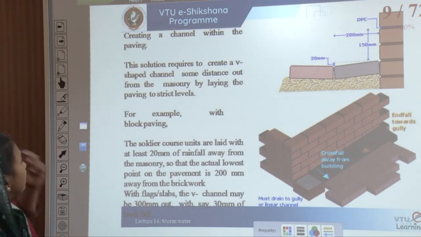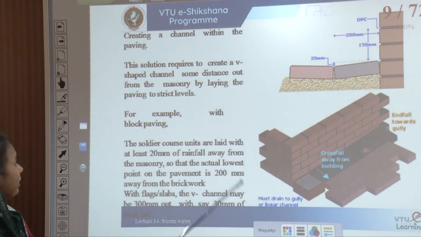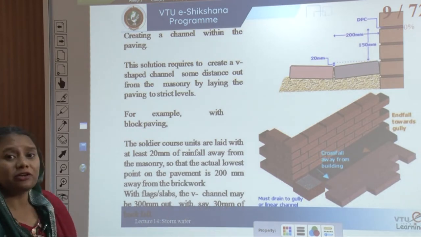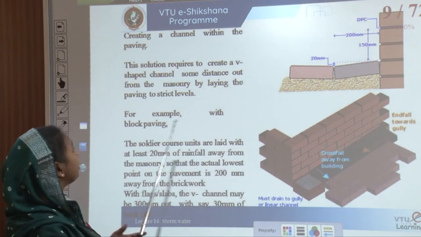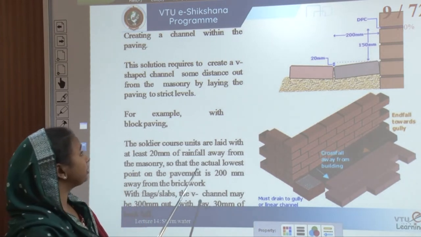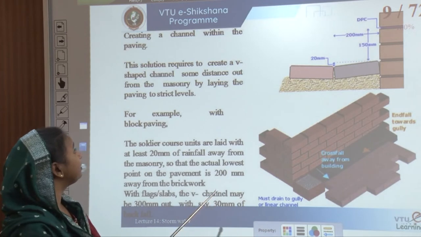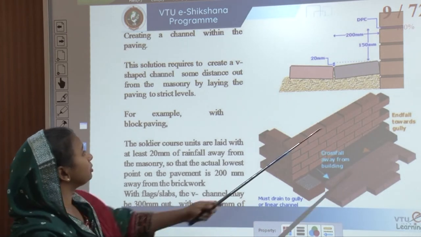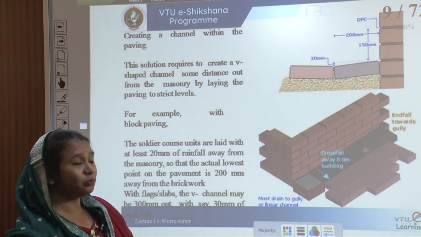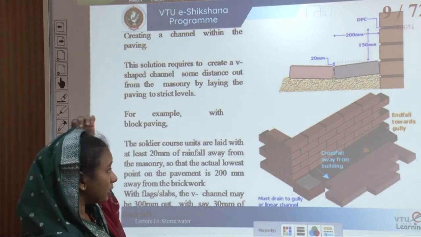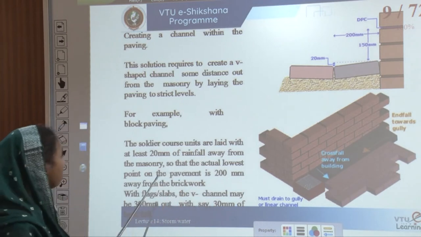Within a paving, if you have to create any kind of channel, you need to think about what kind of channel system you are trying to work on. You can always think of creating a V-shaped channel, because a V-shaped channel is very easy, since you can distance it out from the masonry also, and also consider some kind of laws with respect to its slope and other endfall which could come up.